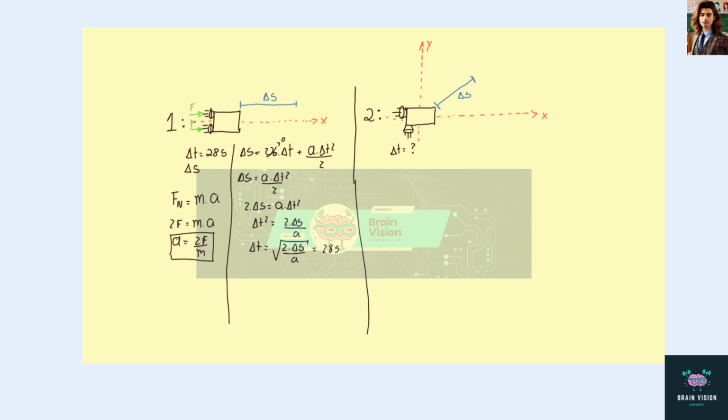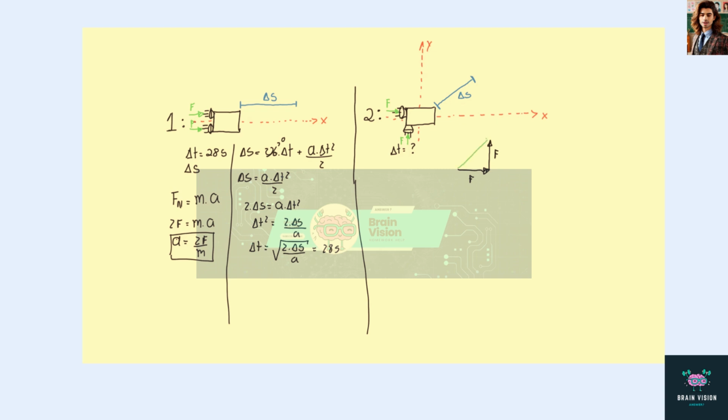Now we can repeat this calculation for the second situation. But in the second situation we have two forces that act perpendicular to one another. So F here and F here. We begin by calculating the magnitude of the net force. We have the following. There is one force acting on the x-axis, another force acting on the y-axis, and the result is a net force that is diagonal.